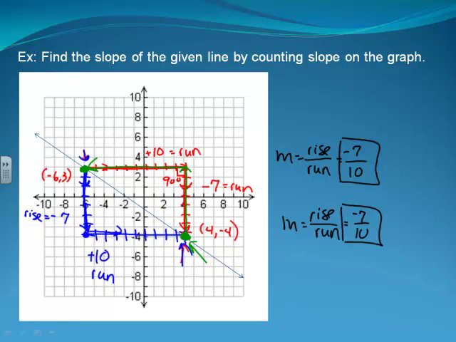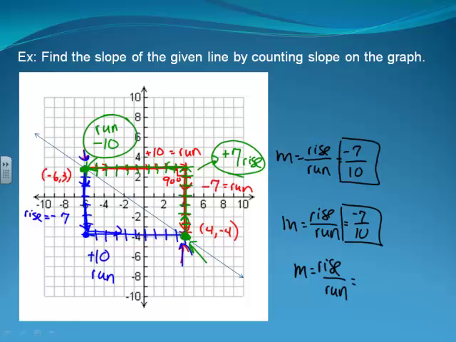So starting at this point right here, if you move up and count, you've got 1, 2, 3, 4, 5, 6, 7 up. Okay? 7 up is a +7. That's your rise. And then you'd have to move left to get over to that left point. So you'd move 1, 2, 3, 4, 5, 6, 7, 8, 9, 10. 10 to the left is -10.